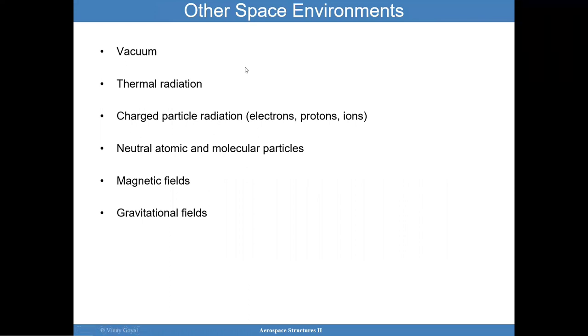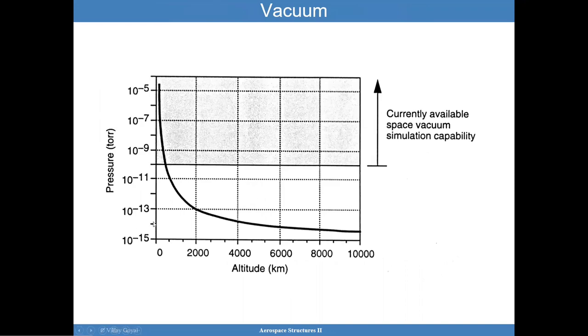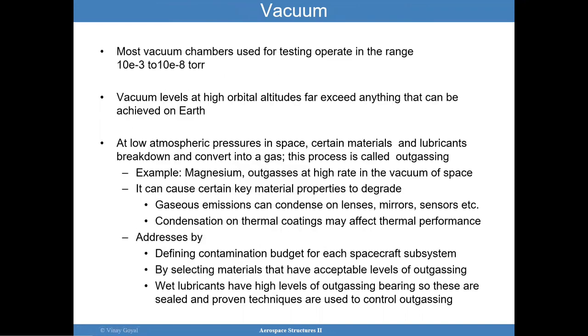Other space environments that need to be considered are vacuum, thermal radiation, atomic or molecular particles, magnetic fields, and gravitational fields. So let's discuss vacuum a little bit. Most vacuum chambers do range in this arena. Vacuum levels at high orbital altitudes far exceed anything that can be achieved on Earth.